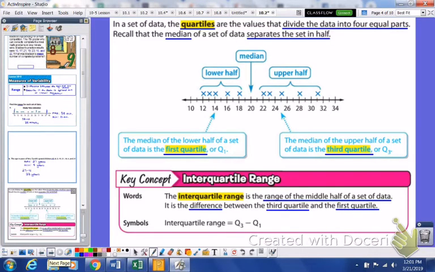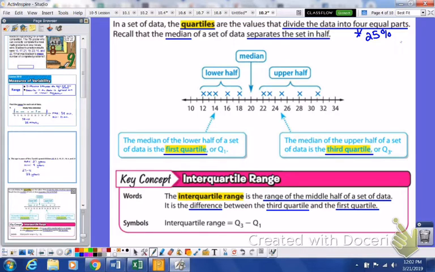Okay, so now we've done range. We did that quickly because I believe you guys have done range in the past. We want to talk about our quartiles and our interquartile range. So in a set of data, the quartiles are the values that divide the data into 4 equal parts, meaning each part has 25% of the data.